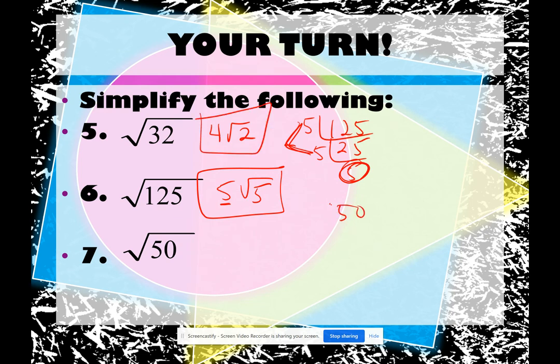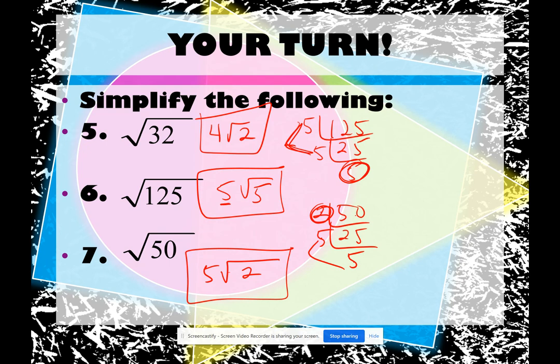Let's try 50. Okay, so 2 goes into it 25 times, and then 5 goes into it 5 times. Let's check it. 5 times 5 is 25, times 2 is 50. Okay, so I have one set, and that 5 gets to come on the outside, and the leftover little 2 goes on the inside. So my answer is 5 root 2.